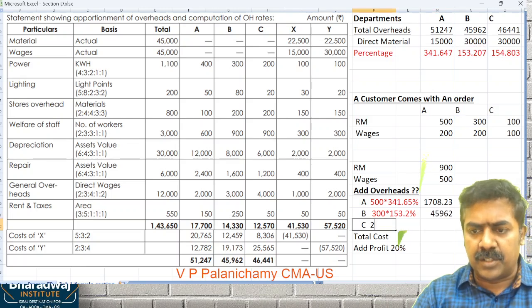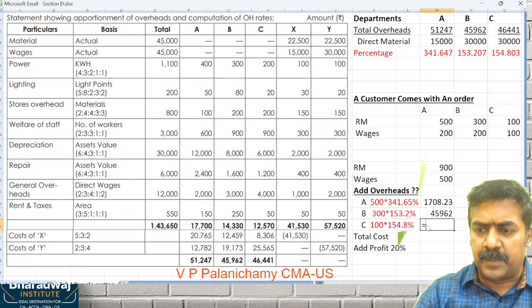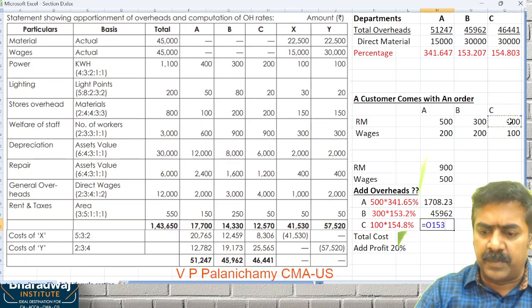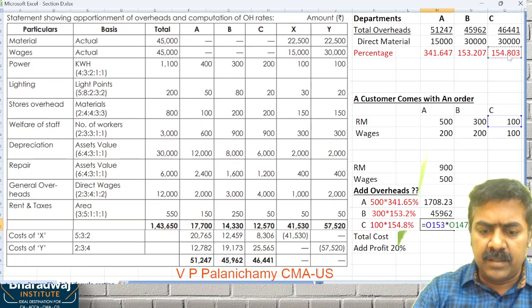Department C, how much is consumed? 100 of material is consumed into 154.8%. 100 rupees material, proportion is 154%. So 100 rupees material into 154.83%.